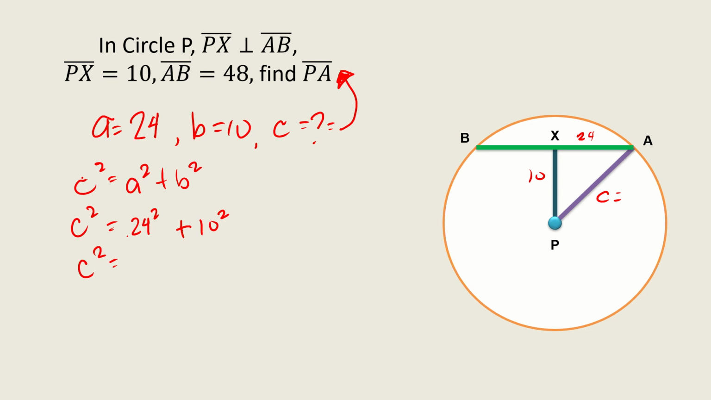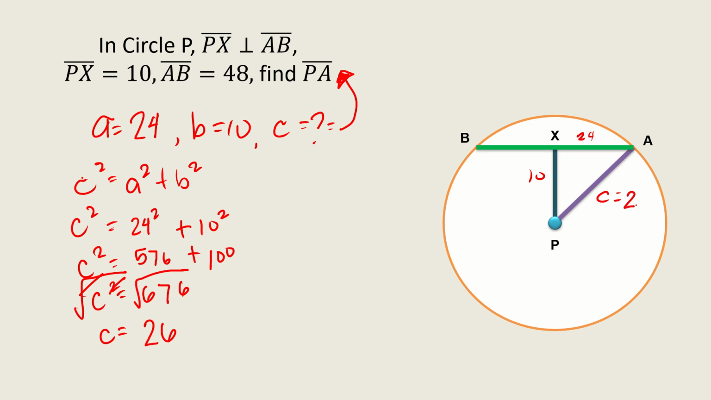So we have C squared is equal to 24 raised to 2 will give you 576 plus 10 raised to 2 is 100. So we have C squared equals, adding the two numbers will give you 676. And again, for us to get C, dahil ito ay C squared, so get the square root. Cancel, cancel. So C is equal to the square root of 676, which is 26. So therefore, the length of this radius or segment PA measures 26 units.